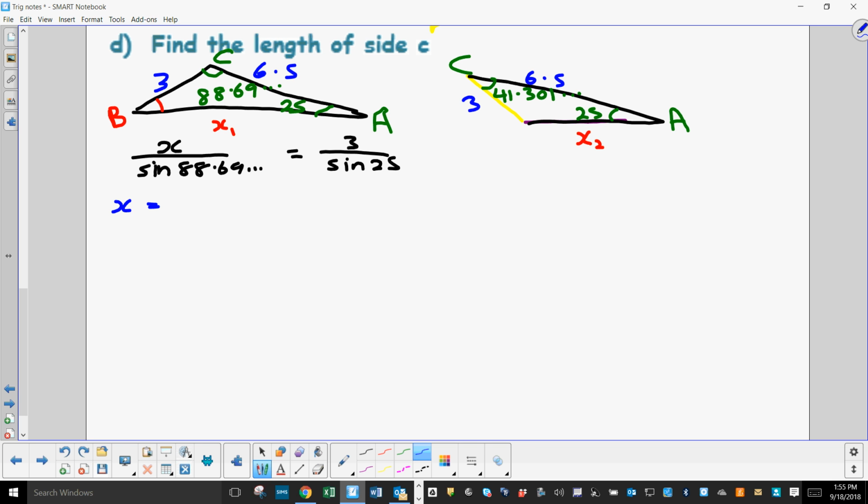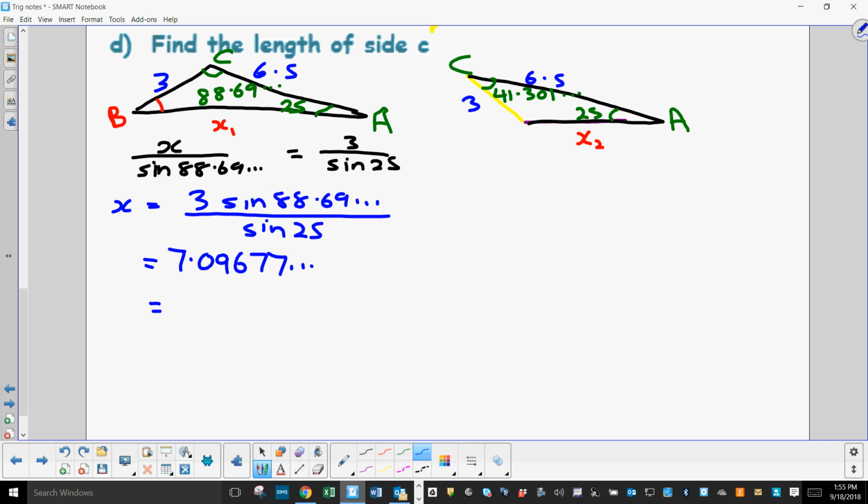3 sine 88.69 over sine 25 equals unrounded answer. Anyone got an awesome unrounded answer, or should I? I don't know if I calculated. I did the cosine rule for about 7.096. Yeah, that's right. So the 366. Yeah. And did I give you any units or anything for them?